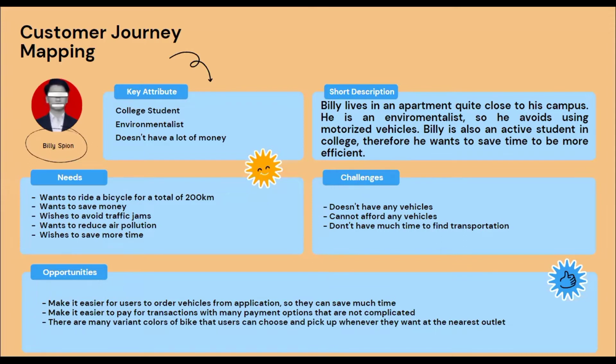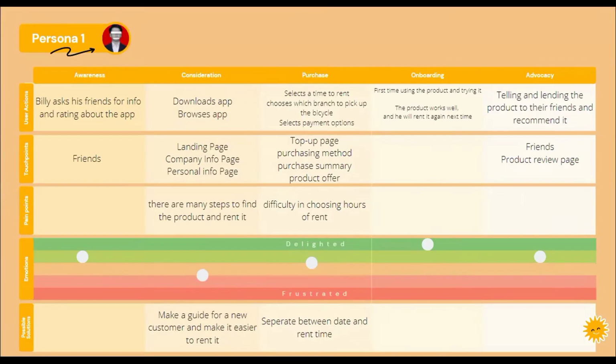They live in a big city with heavy traffic, so they still choose an e-bike for a daily vehicle, so they can save time. Next is the persona. We chose Billy as an example for the persona.